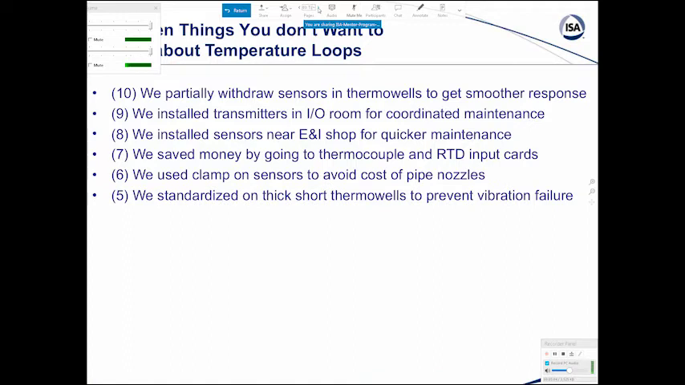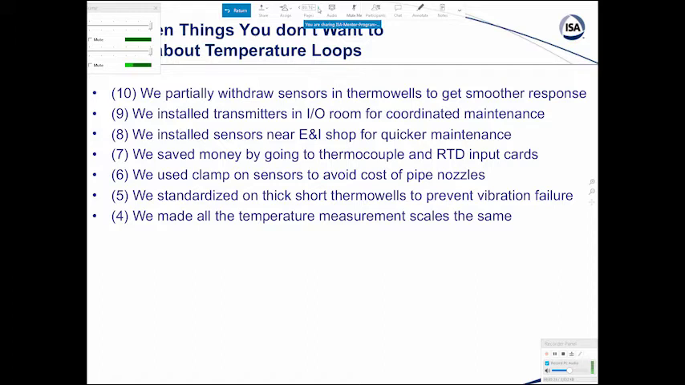We standardize on thick, short thermal wells to prevent vibration failure. Some of the things that are out there in the literature that's most publicized and documented is this concern of vibration. Well, yeah, we want to make sure we deal with that, but not to the exclusivity of all the other issues. And if we go for maximizing our resistance to vibration, even to absurdity, we're going to cause a lot of problems in terms of the response and accuracy of the temperature measurement.